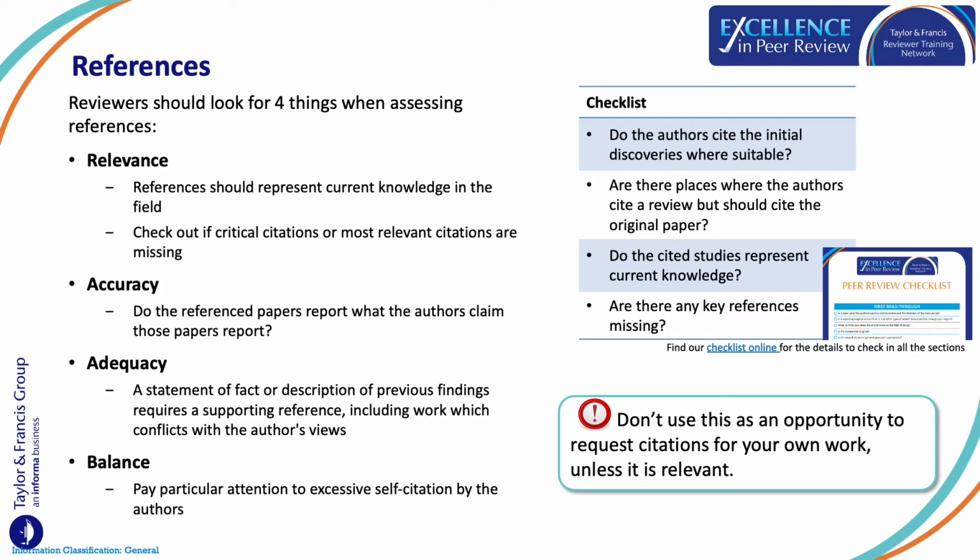You should consider whether the referenced paper reports what the author claimed. Are there any mistakes? The third thing is adequacy. Any statement of fact or description of previous findings requires a supporting reference, including work which conflicts with the author's perspective. As a reviewer, you should check whether all such statements in the manuscript are supported by accurate citations. The last thing is balance.